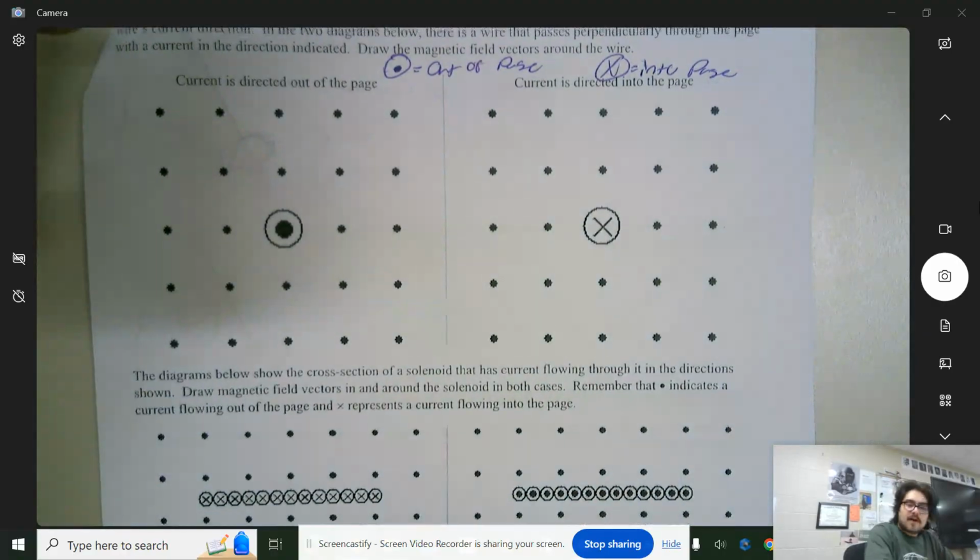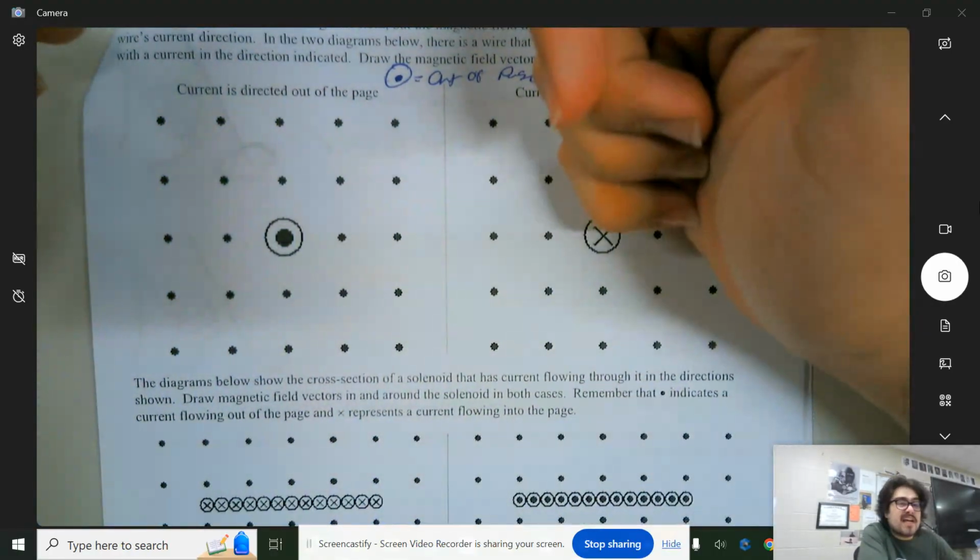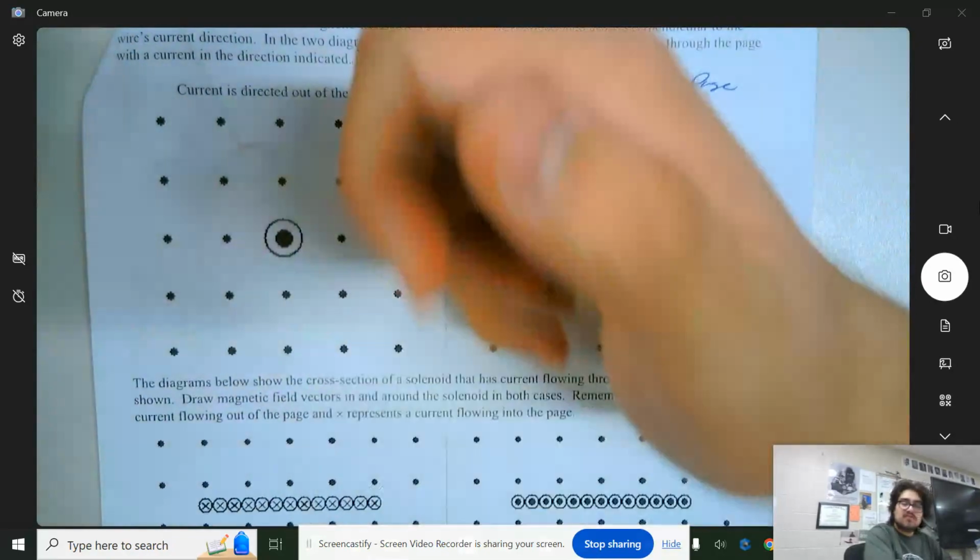So let's figure out using the right-hand rule. And remember, it has to be your right hand, okay? You have to use your right hand. So get out your right hand, okay?